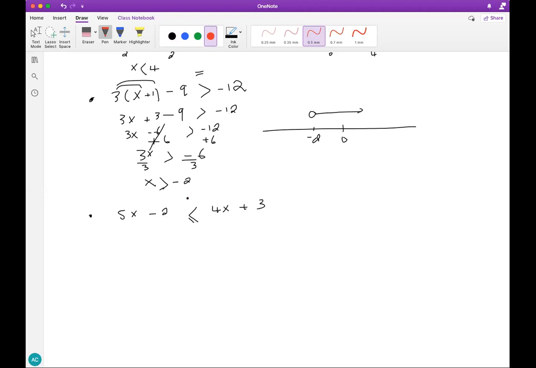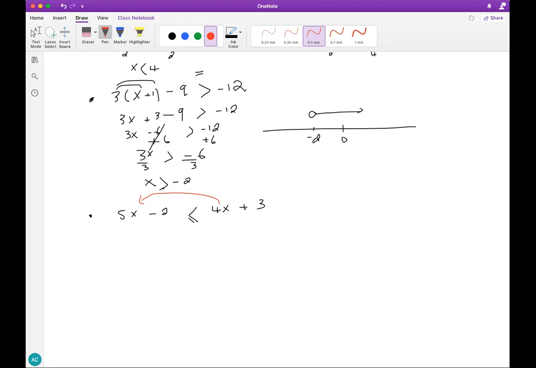So how do you combine them? Exactly. 5x and minus 4x. That's right. So we have the inequality sign. We have x here and here. So we want to have the x on one side. So we're going to move the 4x here to this side and move it across the inequality sign.